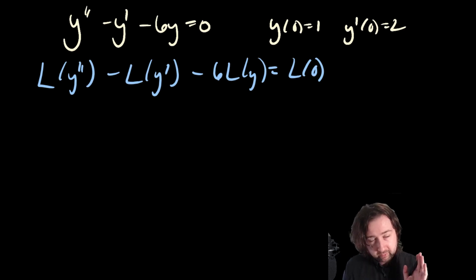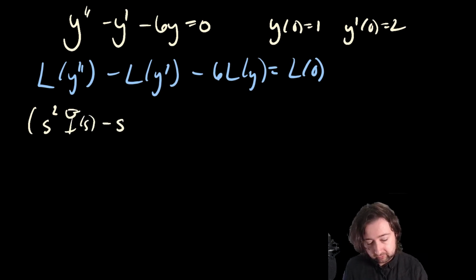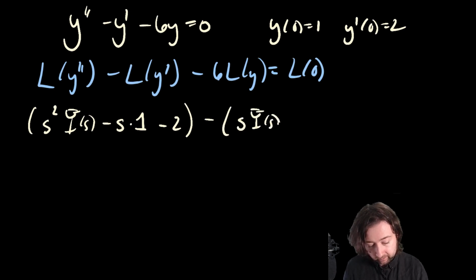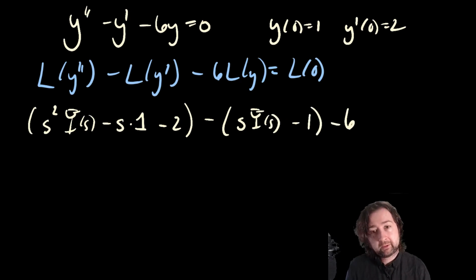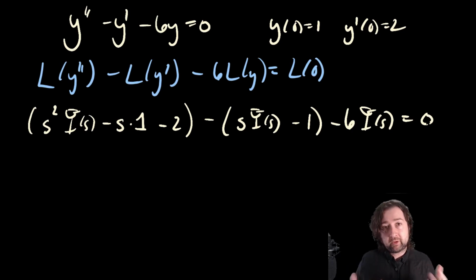So the Laplace transform of the second derivative is s squared Y of s minus s times y of 0 minus y prime of 0, minus y prime, which is s Y of s minus y of 0, minus 6 times the Laplace transform of y, which is just Y of s, and that's all equal to 0. This is an algebraic equation because there's just Y of s's running around all over the place, and so that's what I'm going to isolate.